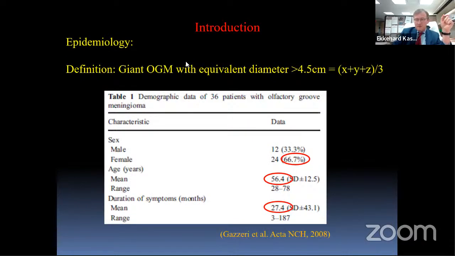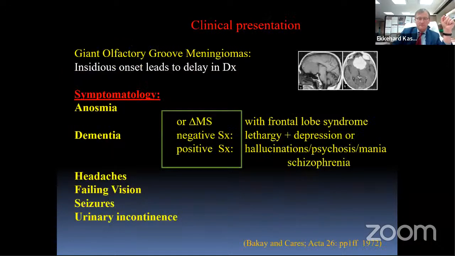When you think about olfactory groove meningiomas, the definition of a giant olfactory groove meningioma is one that has a diameter of greater than 5 by 5 centimeters, but this was a paper by Gazzeri that I think defined this well as the so-called equivalent diameter. And when you look at these very large tumors, they still follow the normal distribution of meningiomas, with 2/3 of female patients afflicted, a mean age in the mid-50s, and it takes about 2.5 to 3 years to actually present with symptoms and make it to a specialist before most of these patients undergo imaging. And I'll tell you the reason why.